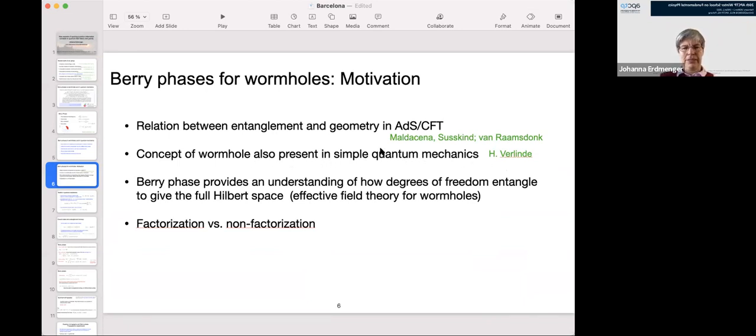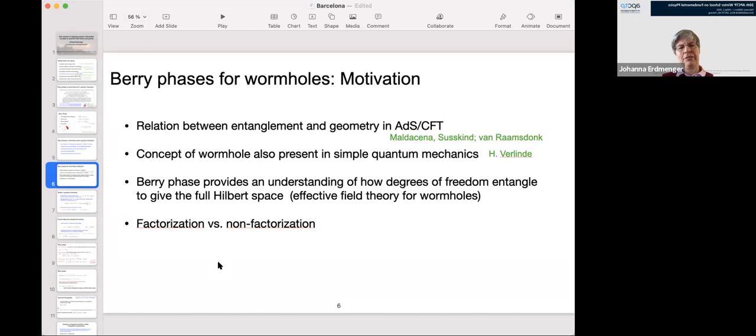And so I also would like to advertise this paper of Herman Verlinde from last May, where he shows that this concept of a wormhole is also present in simple quantum mechanics. And now the new result that we have is that the Berry phase provides an understanding of how degrees of freedom entangle to give the full Hilbert space, both for the quantum mechanics system and also for the wormhole.